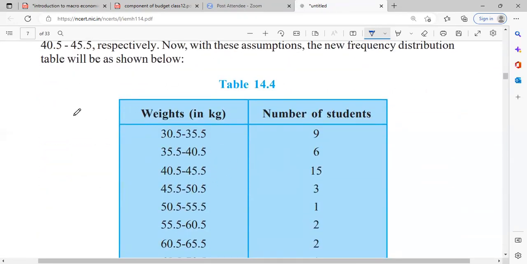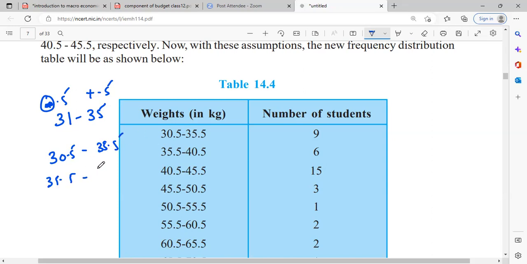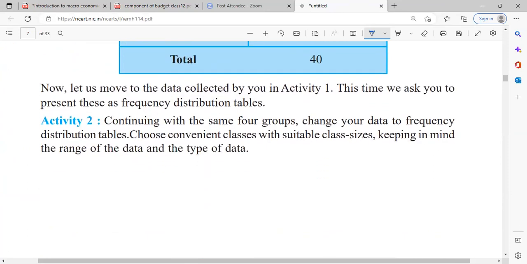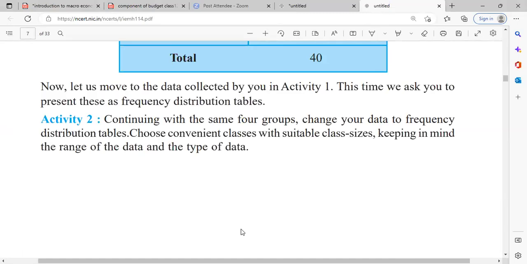What you will do, this was 31 to 35, right? You will add 0.5 here. Sorry, you will subtract 0.5 here and you will add 0.5 here. So it will be 30.5 and here it will be 35.5. Similarly here, you will do 35.5 and here you will add, so it will be 40.5. Clear? Okay, this is what you usually do. Now we will be doing some questions. We will be doing the exercise and then you will be able to get more things.